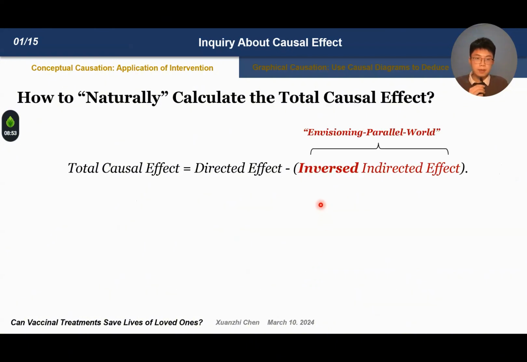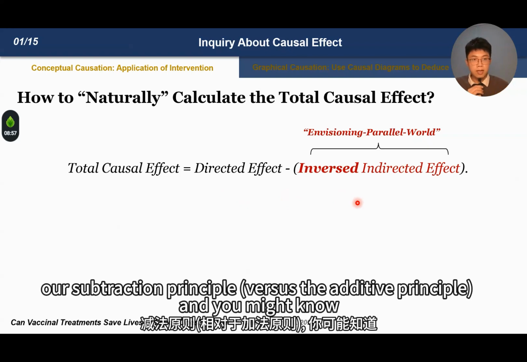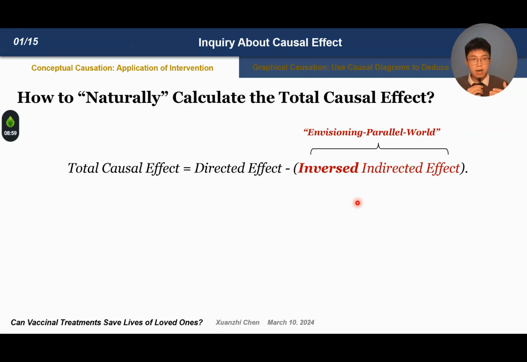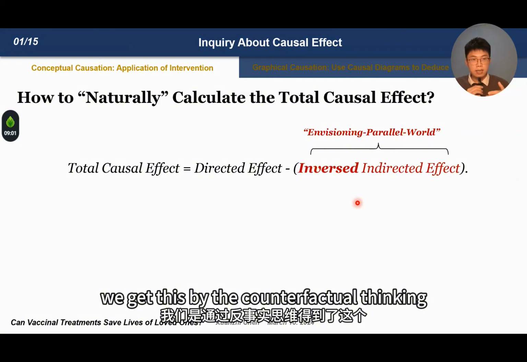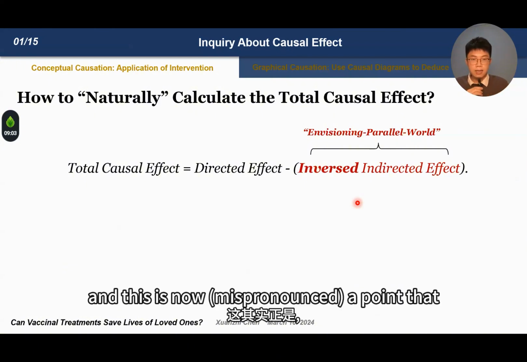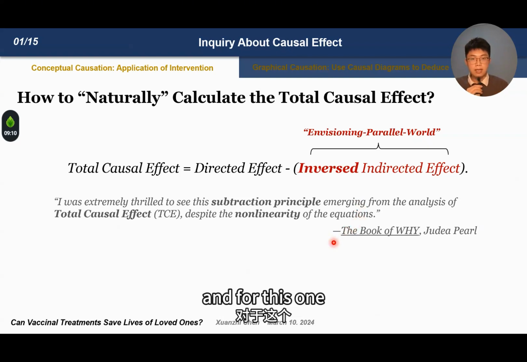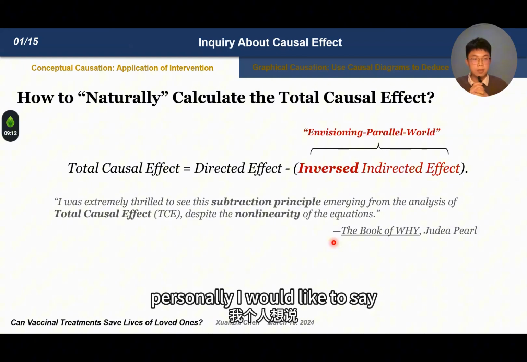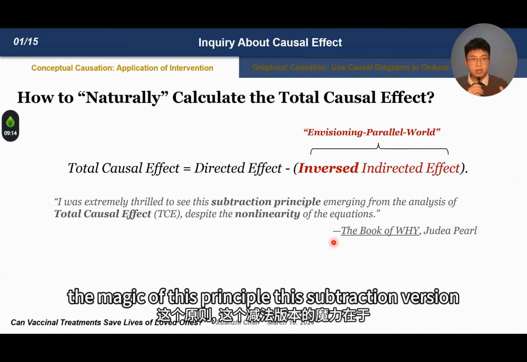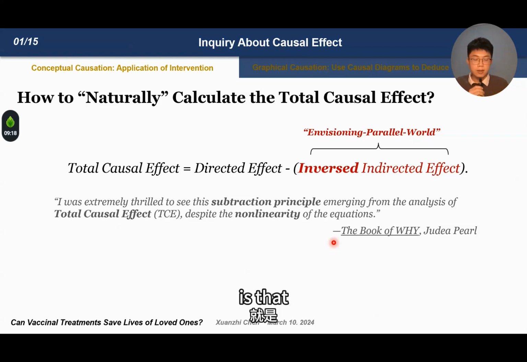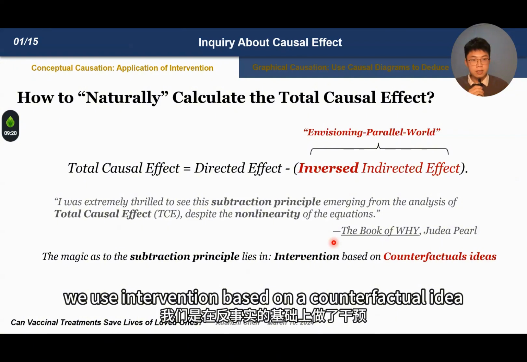Okay, here is our subtraction principle, and you might know we get this by the counterfactual thinking. And this is another point that Professor Pearl had highlighted in The Book of Why in the last chapter. And for this one, personally, I would like to say the magic of this principle, this subtraction version, is that we use intervention based on a counterfactual idea.